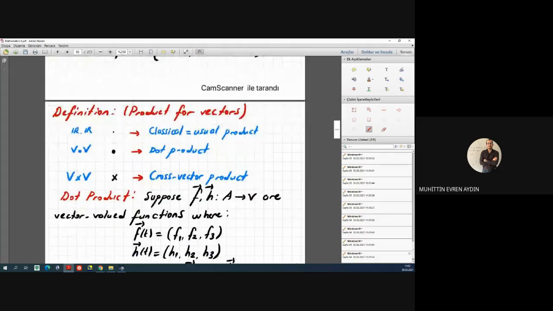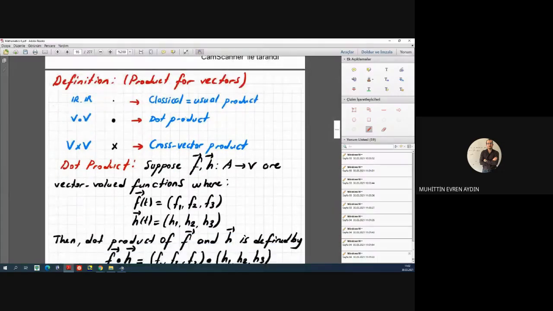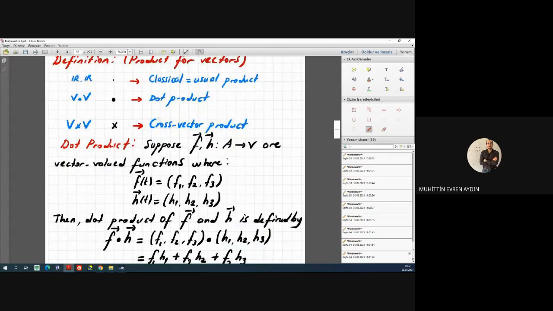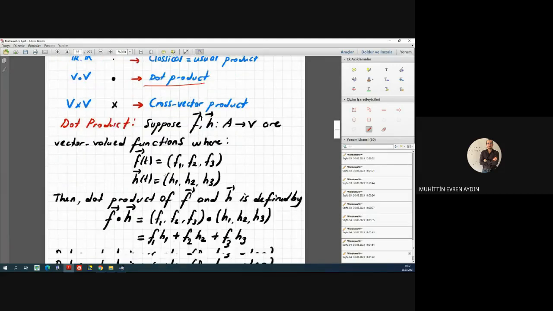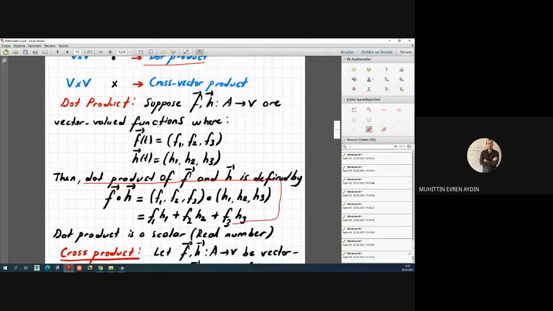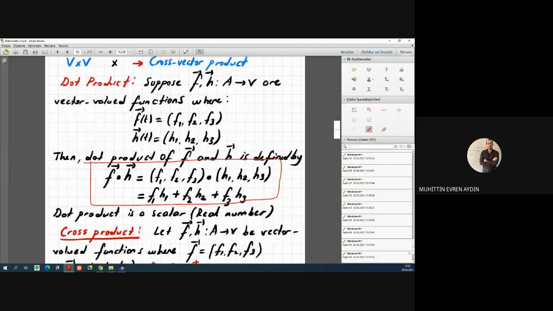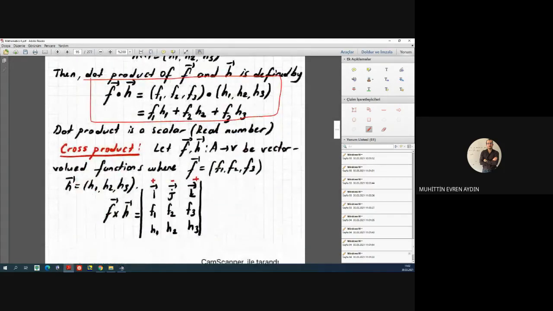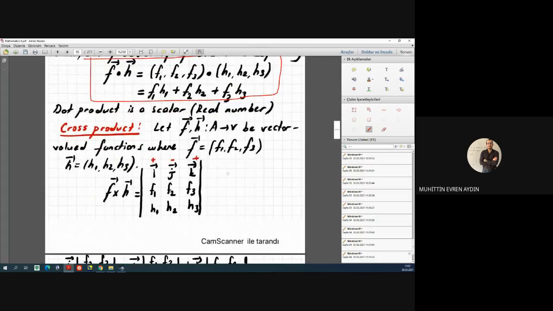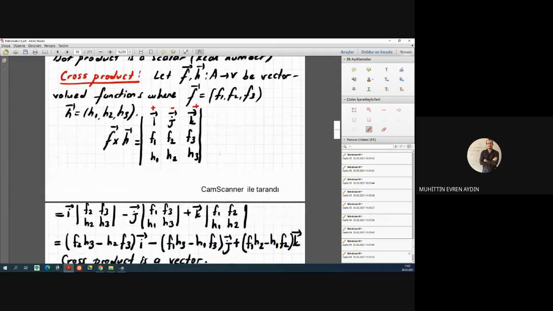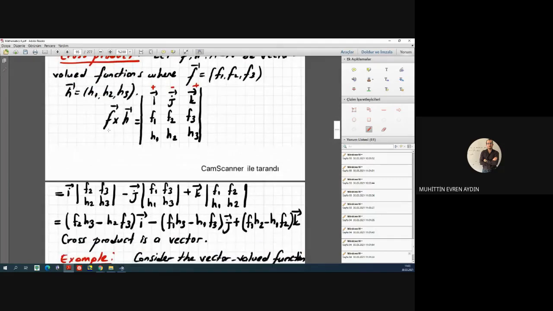Okay, some algebraic properties. You can take the dot product of two vector valued functions as in the usual formula, and you can take the cross product of two vector valued functions as you have done in vector analysis, vectorial calculus, and the vector product of f and h may be defined via the determinant formula.